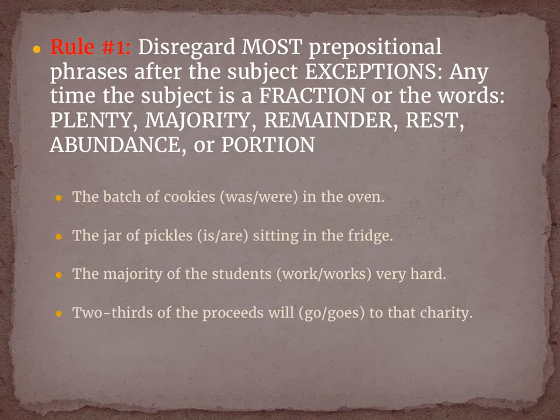Anytime the subject is a fraction, or the words plenty, majority, remainder, rest, abundance, or portion, we must then look inside the prepositional phrase. So if we look at number 1, of cookies is a prepositional phrase, and in the oven is a prepositional phrase. Since we need to look outside the prepositional phrase for the subject, we see that it is the word batch. Batch is a singular word because it's talking about one thing. So therefore it's like saying she, so we would say she was.